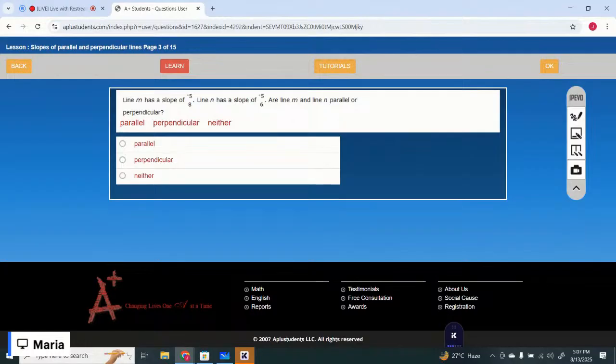Line M has a slope of negative 5 over 8. Line N has a slope of negative 5 by 6. Are lines M and N parallel or perpendicular? For parallel lines, the slopes must be the same. So the slopes are not the same, right? That means the lines are not parallel. And for perpendicular lines, their slopes must be negative reciprocals. So they are not negative reciprocals. That means the lines are neither parallel nor perpendicular. The correct option is neither.